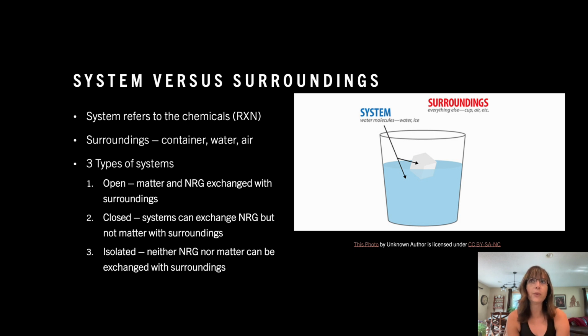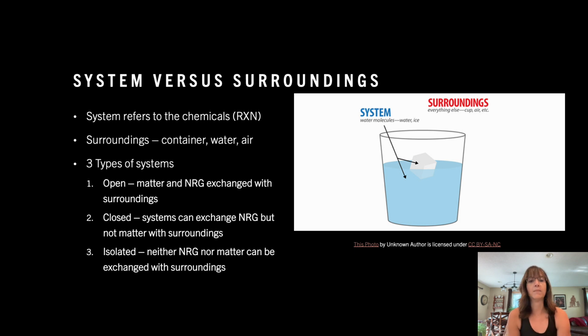So let's say we threw some chemicals into water. We cannot measure what's happening to the chemicals. We can, however, measure what's happening to the surroundings. So if you put a chemical into water and the water gets hotter, well, where did that heat come from? It came from the system. It came from the chemicals. So you need to start thinking about it in those kinds of terms.